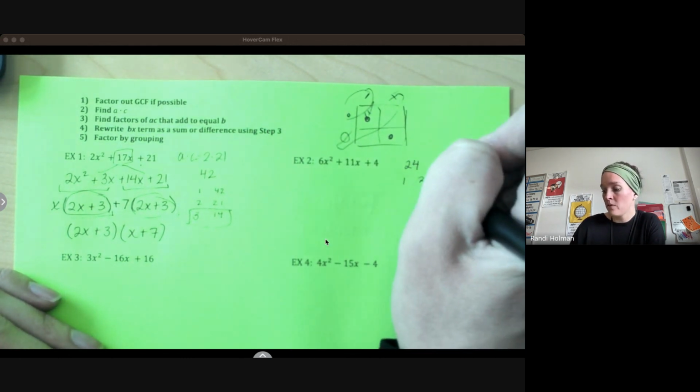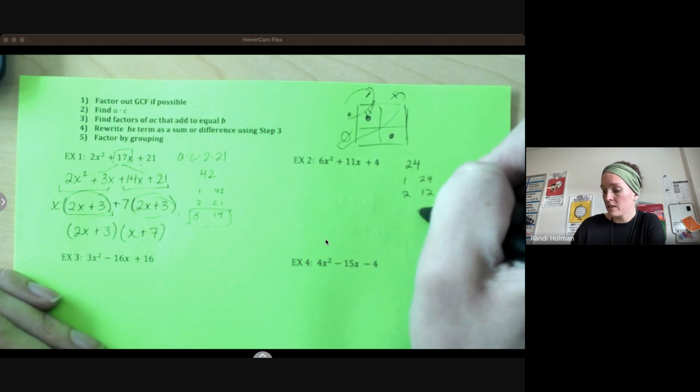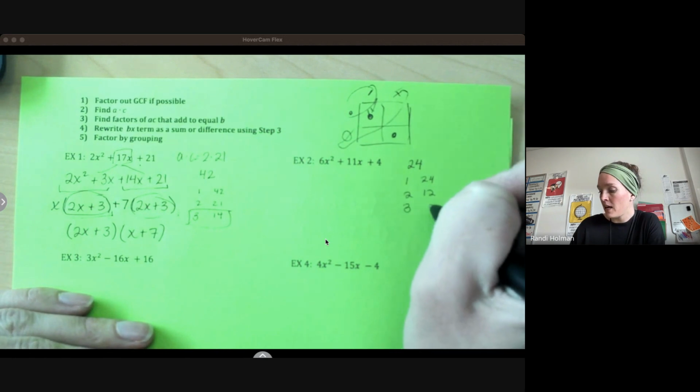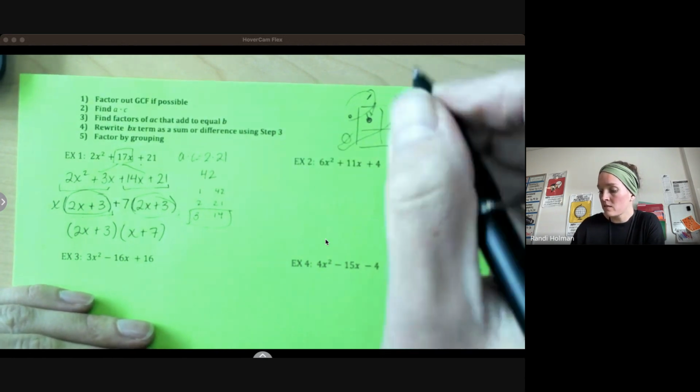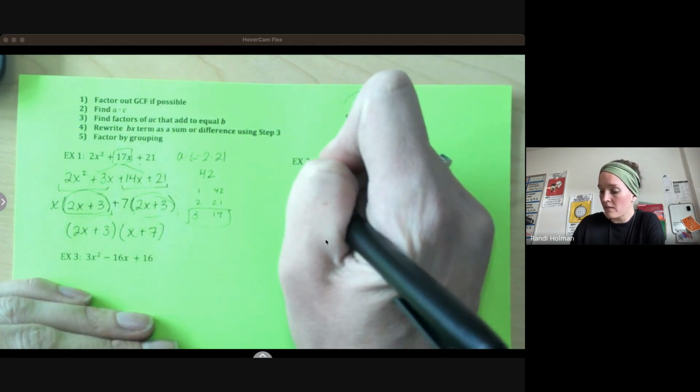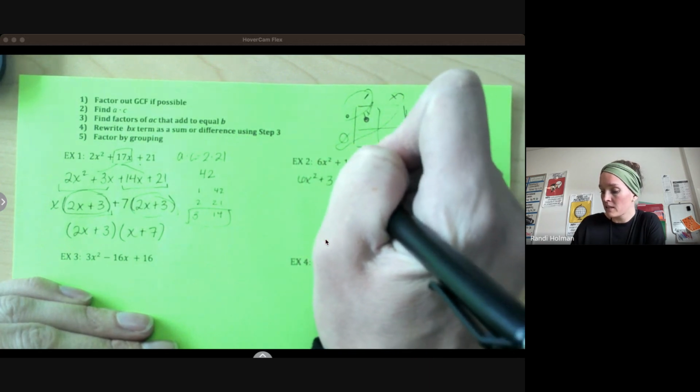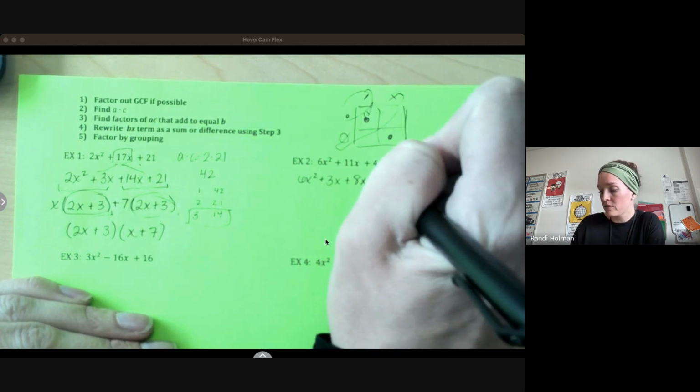So 1 and 24 doesn't work. 2 and 12 doesn't work. They're both positive because we have positive, positive. 3 and 8. Oh, that works. So now I'm going to rewrite 11x. Everything stays the same. But 11x, I'm going to rewrite as 3x plus 8x plus 4.